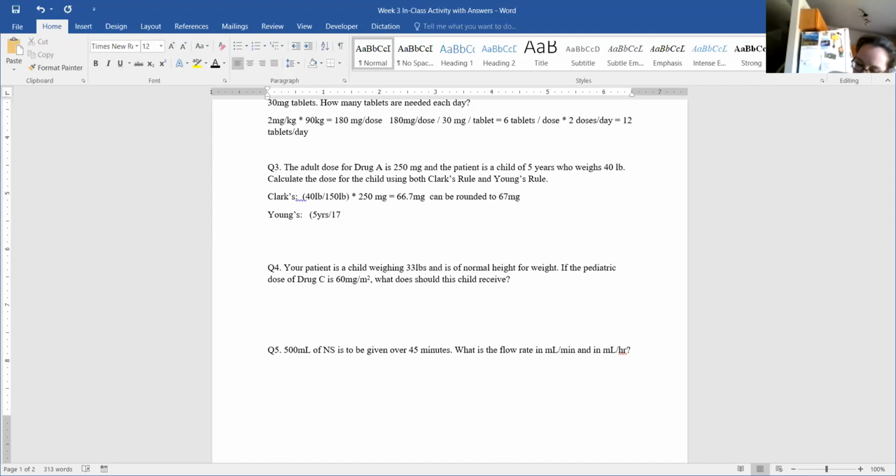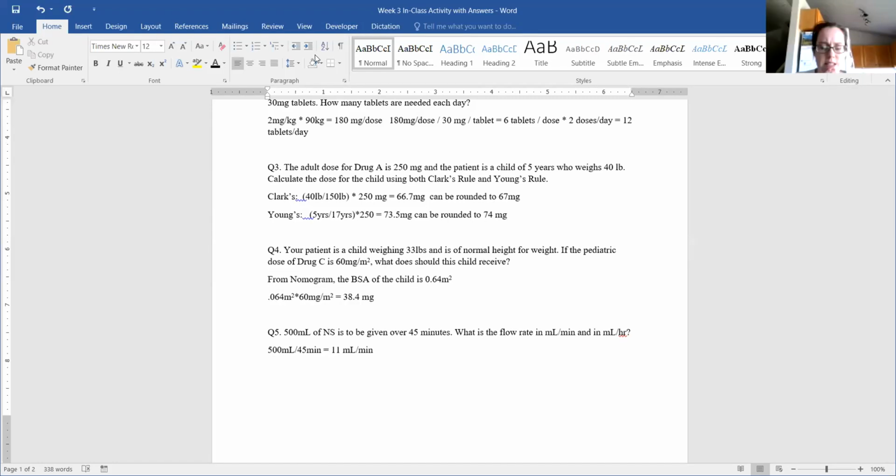Minutes will cancel out. I got 19.5. Same. Drops per milliliter. Is that what it is? Yes. So I would round that up to 20 drops per minute. Or milliliter, I'm sorry.